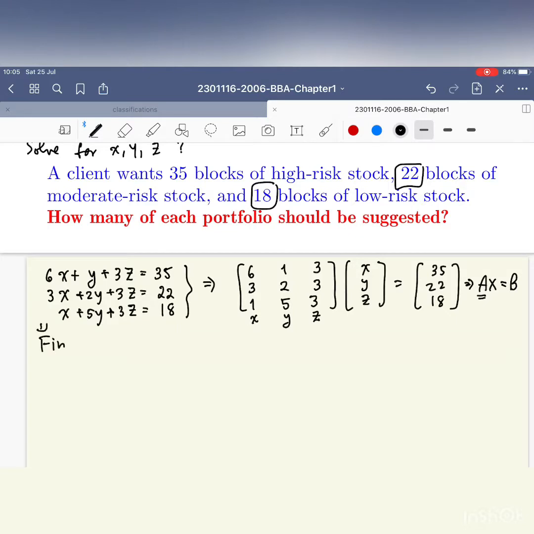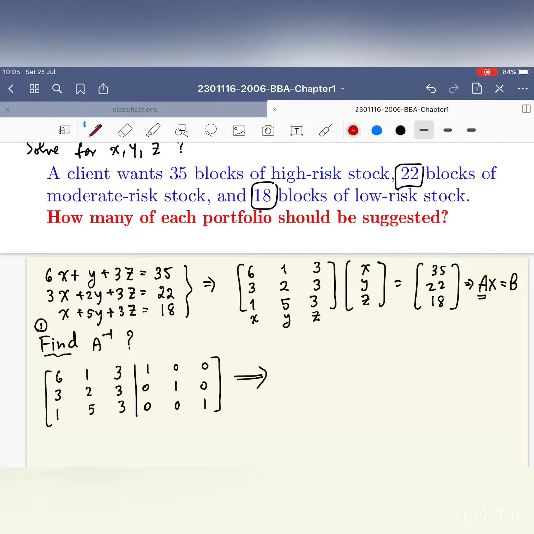So first, let us try to find A inverse. You are going to write down your A together with your 3 by 3 identity matrix. So this is your A and I3, and then you are going to do it column-wise, as I told you. Now it depends on your own strategy. To me, I'll just do it as it is.